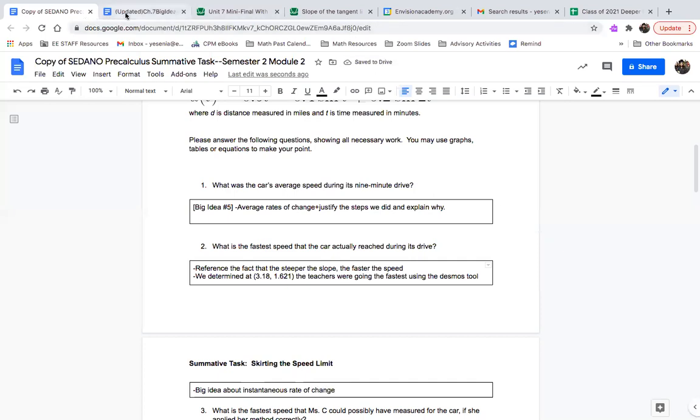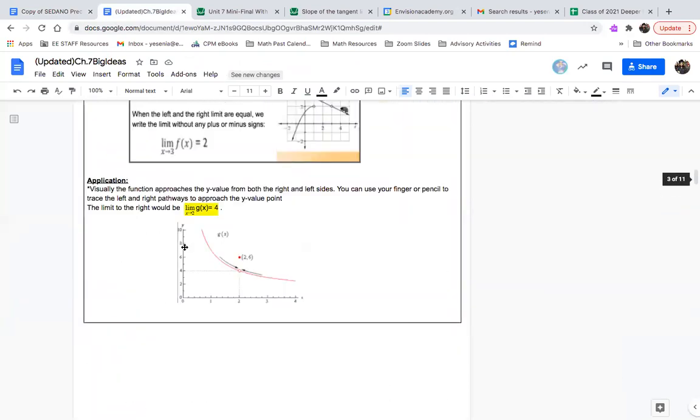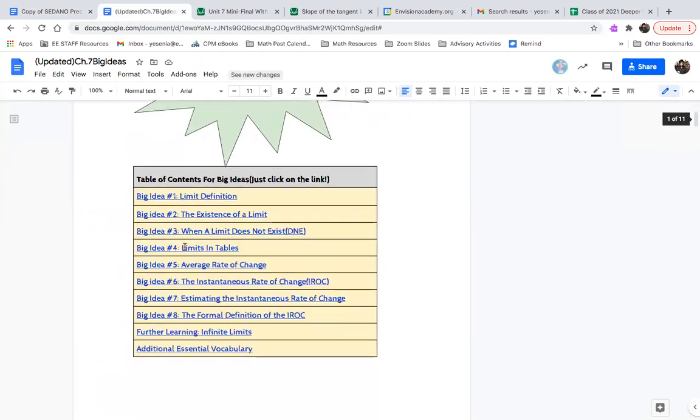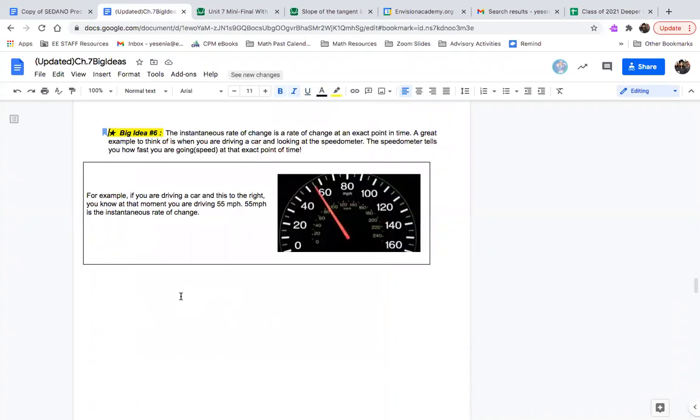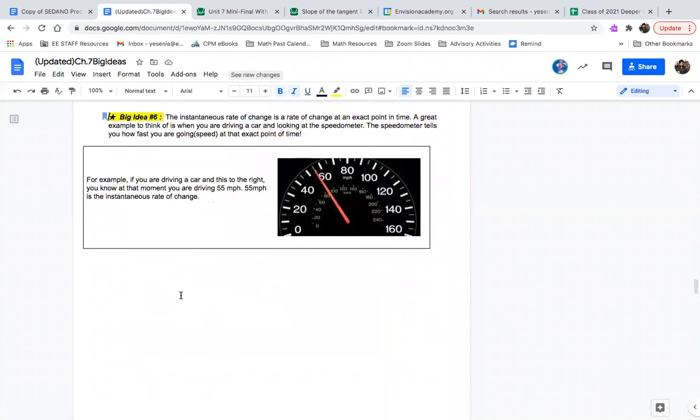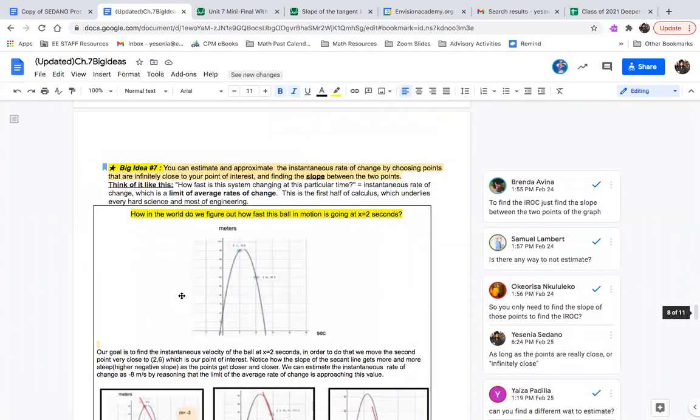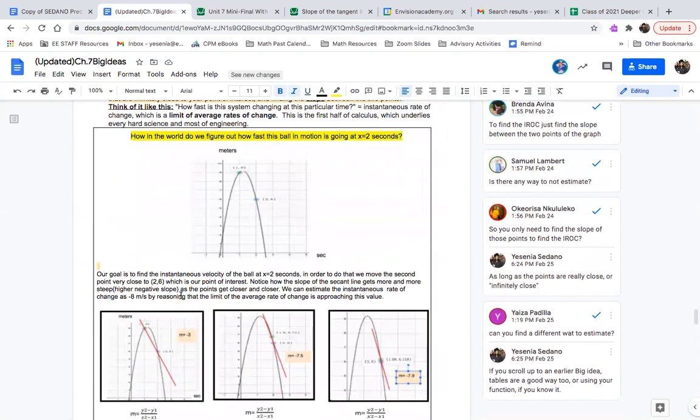Let's go ahead and see which big idea that is. So we're moving on from big idea number 5, and it looks like it's big idea number 6 or big idea number 7. Yay, thank you, Shaylin. So let's see, big idea number 6 tells us what instantaneous rate of change is. So I agree, big idea number 6. Big idea number 7 tells us how exactly to do it.